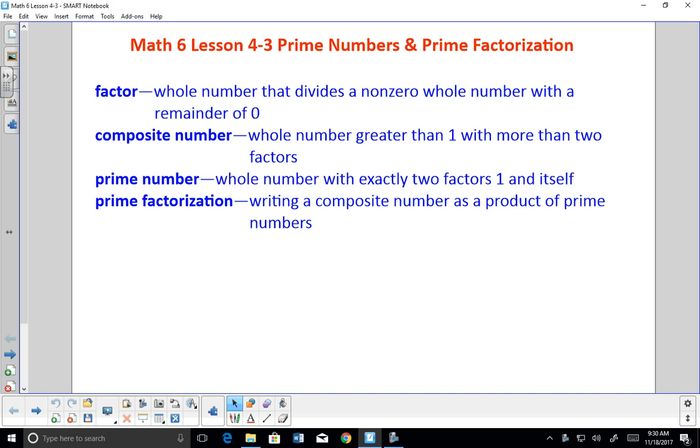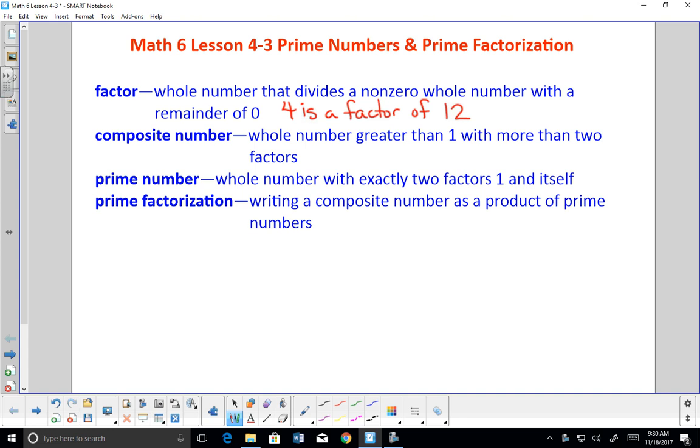This is Math 6, Lesson 4-3, Prime Numbers and Prime Factorization. A factor is a whole number that divides a non-zero whole number with a remainder of 0. For example, I can say that 4 is a factor of 12 because 4 divides into 12 evenly with no remainder.